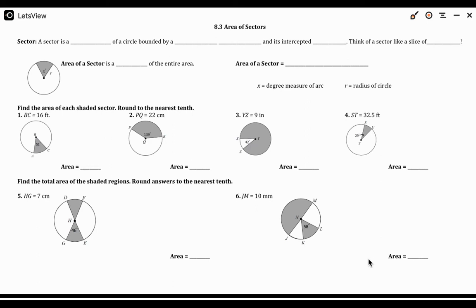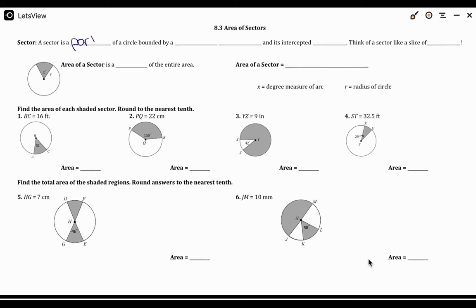A sector is a portion of a circle bounded by a central angle and its intercepted arc. So here's your central angle and here's the arc. Okay, it's always shaded. Think of a sector kind of like a slice of pie or pizza or cake, whatever. A sector is always the shaded part.